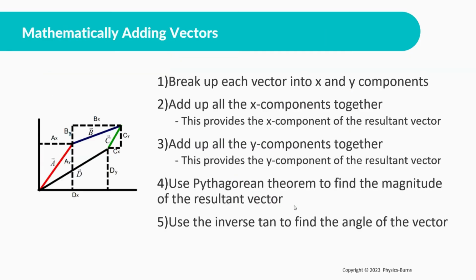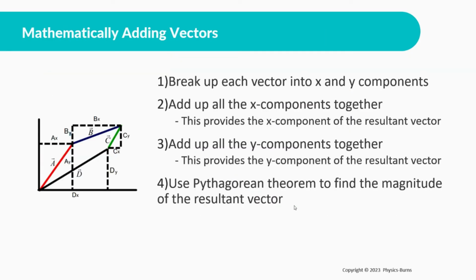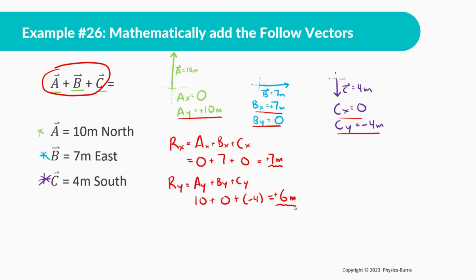And then if we go over here, we can use the Pythagorean theorem to find the magnitude of the resultant vector. Okay, so I'm again going to draw a cross section here. And this goes 7 to the right. And then it goes 6 going up.